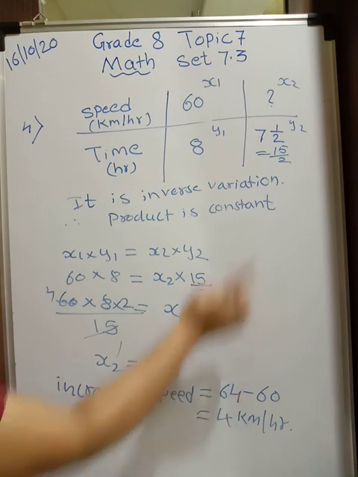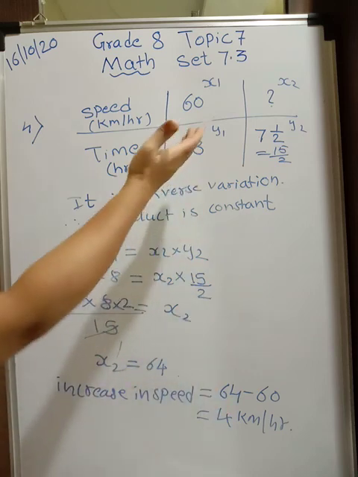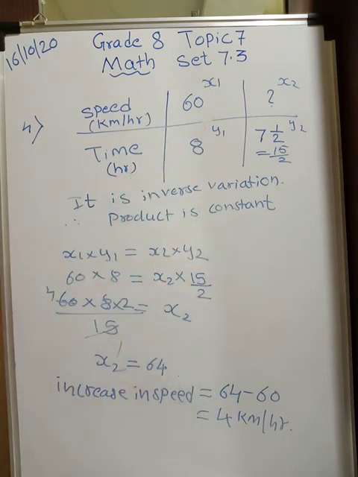What is the actual answer? 64. But they have not asked what is the speed if I have to complete the distance in 7.5 hours. They have not asked speed. What they have asked? What is the increase in the speed? So I have to increase the speed by 4 kilometers per hour. If they would have asked what is the new speed, you should have written 64 kilometers per hour. Okay, so please concentrate on what is asked.